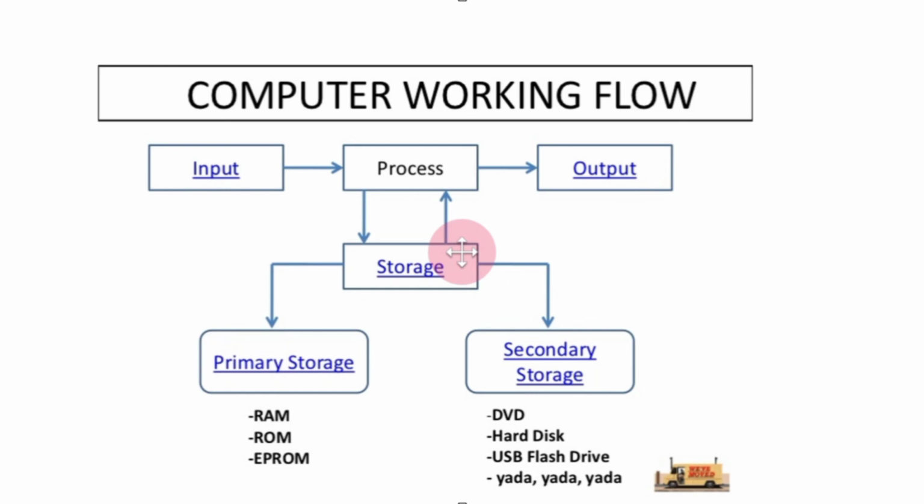So input devices help the computer system take in any information, and after input, it goes to processing. In the processing device, data is stored and processed to send as output. With the help of the output device, we receive the result.